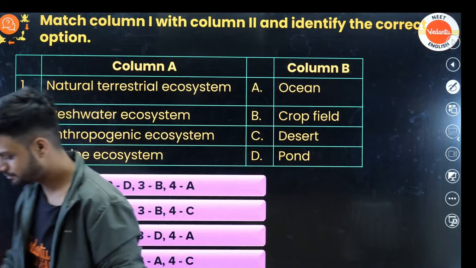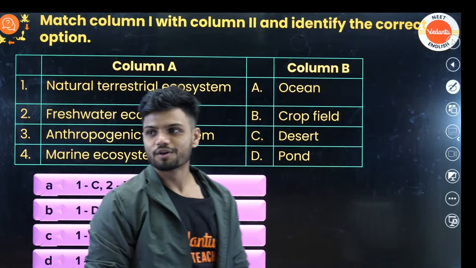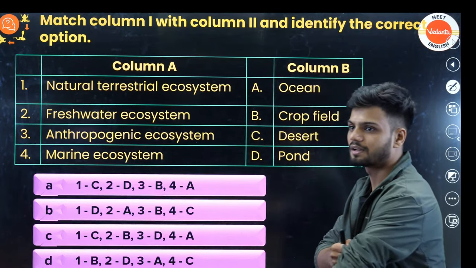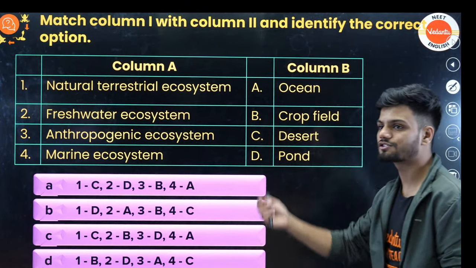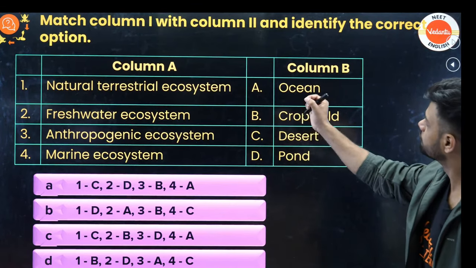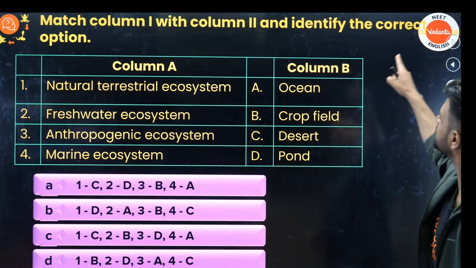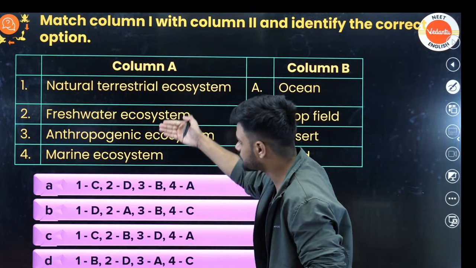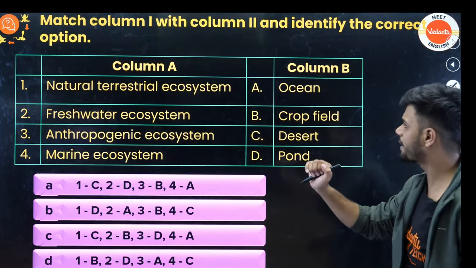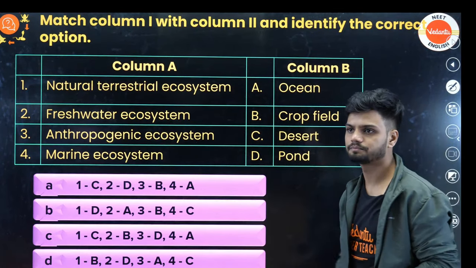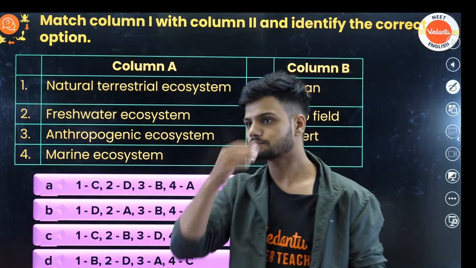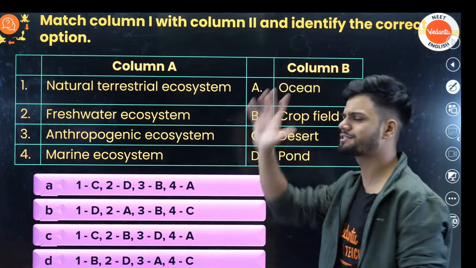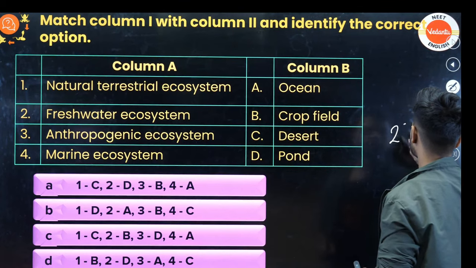Amazing. Now, question. Let's solve some questions now. So much energy I spent, so much energy I gave you, now you give me back some energy. Ask the doubts, I'll solve this question. Match column 1 with column 2 and identify the correct option. They've given you column 1, different types of ecosystem. You need to identify which type is which one. Okay? I'll give you 10 seconds. No, 20 seconds. Take 20 seconds. You are all good students. Take 20 seconds.